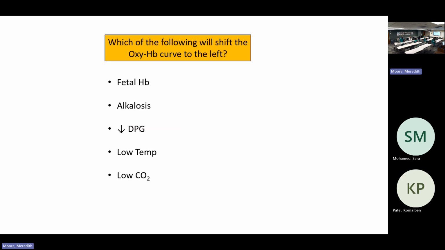So which of the following do you guys think shifts the curve to the left? Any ideas? Yes, fetal hemoglobin. Okay. What about alkalosis? What about decreased 2,3-DPG? Yes, alkalosis too. Low temperature. I purposefully put this slide all shifted to the left. And I love mnemonics for the exam.